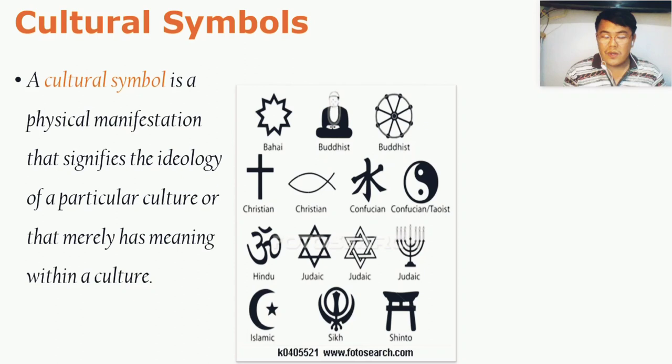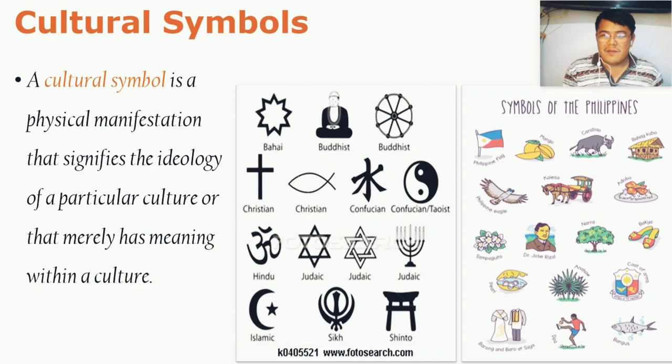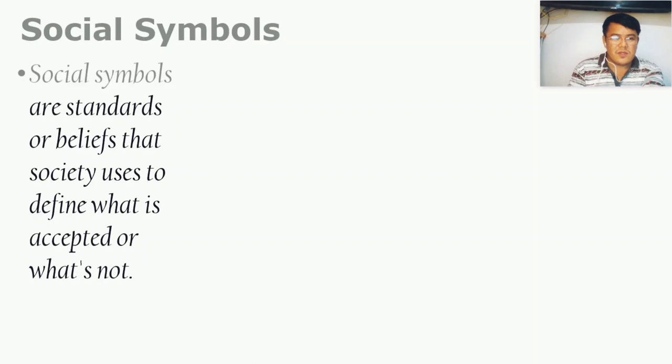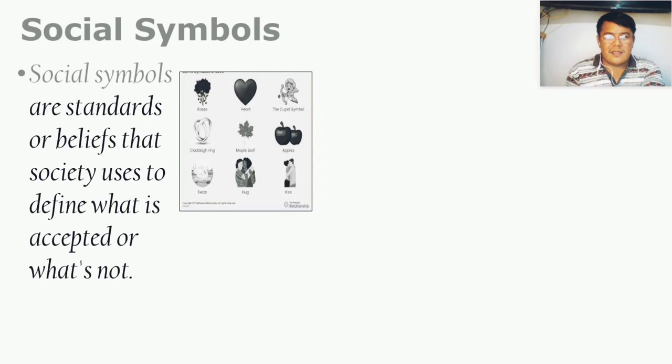Okay. Cultural symbols of the Philippines. Alam niyo na yun, national flag, national animal, national seal, yung pinakita kanina sa activity. Social symbols. Social symbols are standards or beliefs that society uses to define what is accepted or not. So, ang lipunan, ang magdidikta kung accepted or hindi. Symbols of love. May heart, flower, ring, even apple, siguro sa ibang bansa. Kiss, hug, even swan, and the cupid, yung angel.